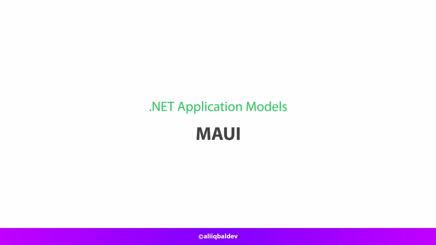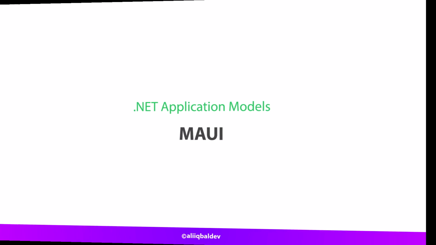MAUI, which stands for Multi-Platform App UI, is a cross-platform framework for creating native mobile and desktop apps with C# and XAML. Using .NET MAUI, you can develop apps that can run on Android, iOS, macOS, and Windows from a single shared code base. .NET MAUI is open source and is the evolution of Xamarin Forms, extended from mobile to desktop scenarios with UI controls rebuilt from the ground up for performance and extensibility.